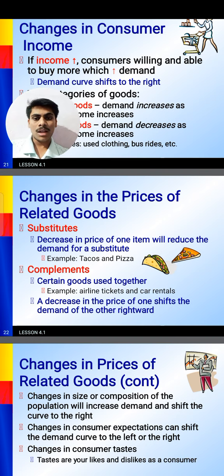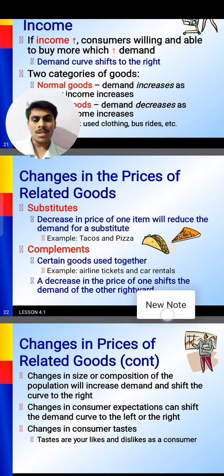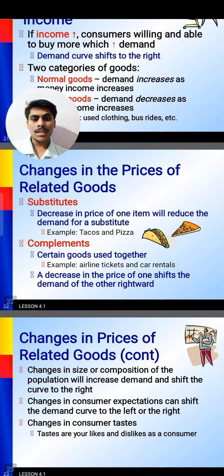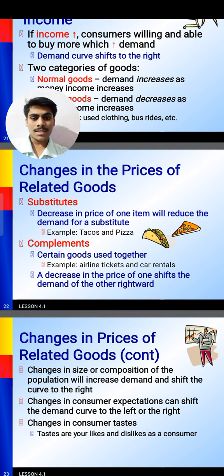There are two terms included in changes in the prices of related goods: substitutes and complements. For substitutes, a decrease in the price of one item will reduce the demand for its substitute. Complements are goods used together, for example airline tickets and car rentals. A decrease in the price of one shifts the demand of the other rightward.